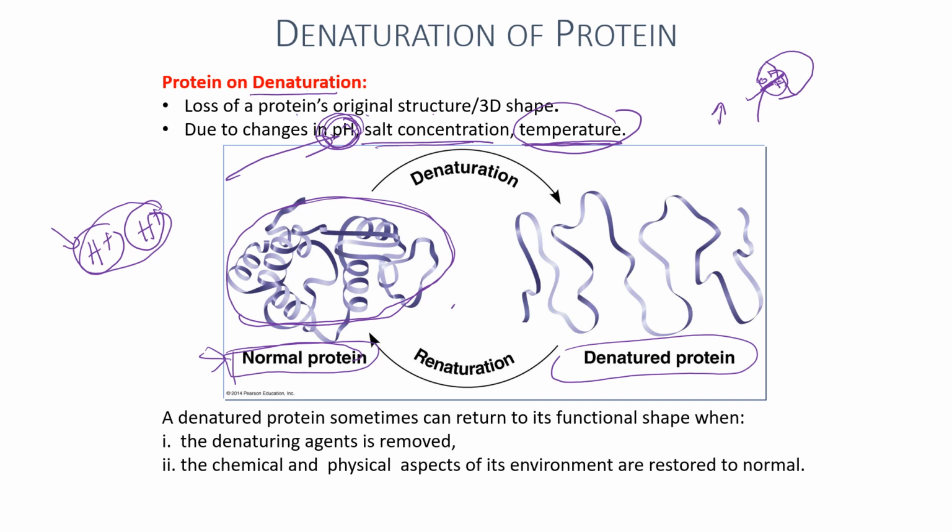A denatured protein sometimes can return to its functional shape when the denaturing agent is removed. For example, you change the pH back to the normal pH, and then the chemical and physical aspects of its environment are restored to normal. So sometimes you can reverse the reaction. The denatured protein can be reversed back to its original shape, sometimes.